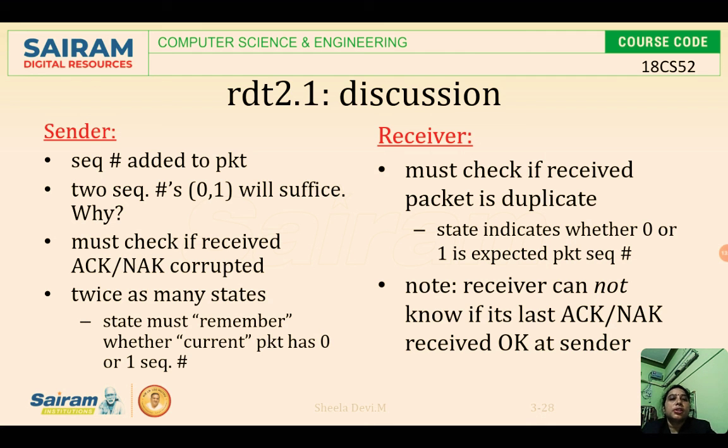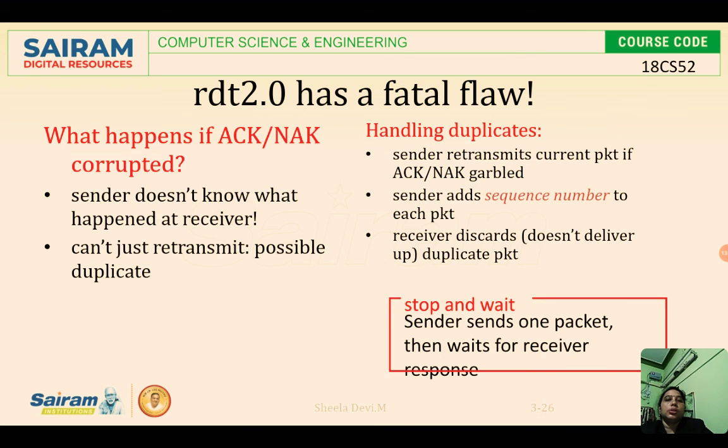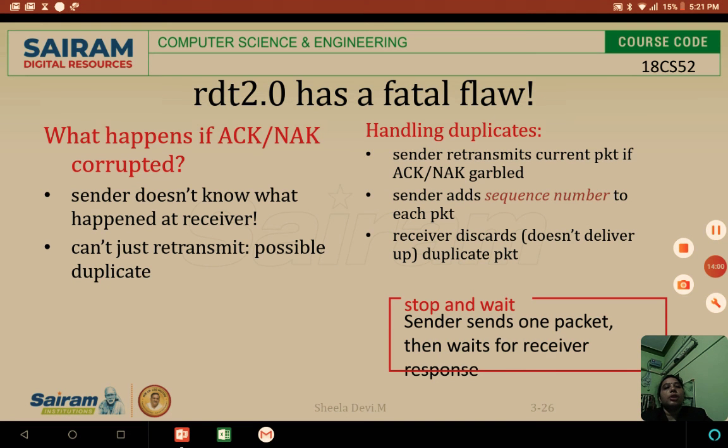The receiver must check if the received packet is a duplicate. If the same data is transferred 2 or 3 times, the receiver should check whether it is a duplicate or not. Also, the receiver cannot know whether its last acknowledgement or negative acknowledgement was received okay at the sender. So this is another problem in RDT 2.1. In order to resolve this, they have invented the next protocol, that is RDT 3.0, which we'll see in the next video.